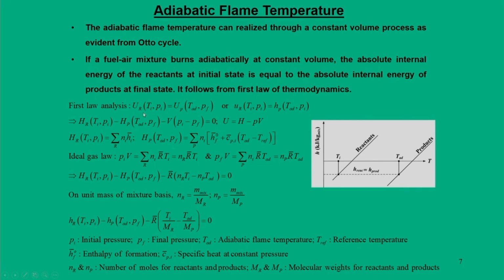products. Now, if you look at these reactants, the reactants are at initial pressure Pi and temperature Ti, while products are formed at final pressure Pf and the adiabatic flame temperature. Then what you do, normally it is difficult to calculate the internal energy. So, you have to find this internal energy through the enthalpy route, because the enthalpy data table is available to us.